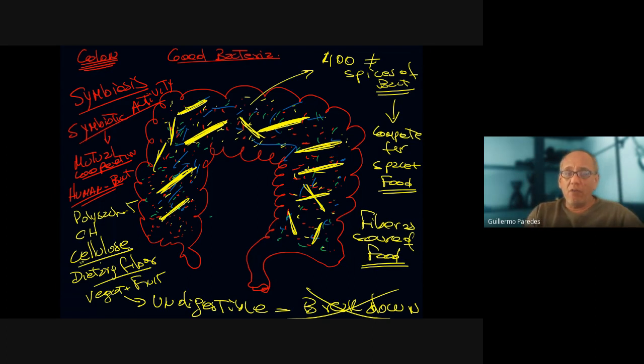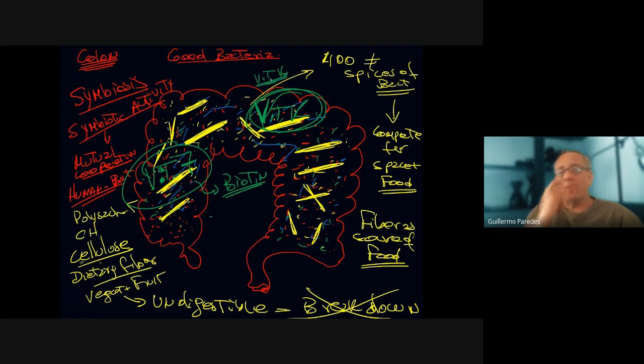After the bacteria eat the fiber, the bacteria are going to provide or secrete vitamin K and vitamin B7, that is the biotin. Vitamin K and the biotin. The most important is vitamin K. Remember, biotin is vitamin B7.